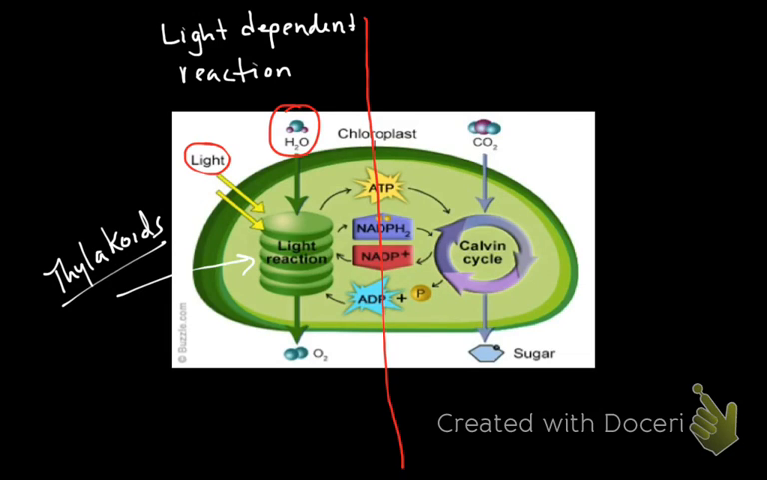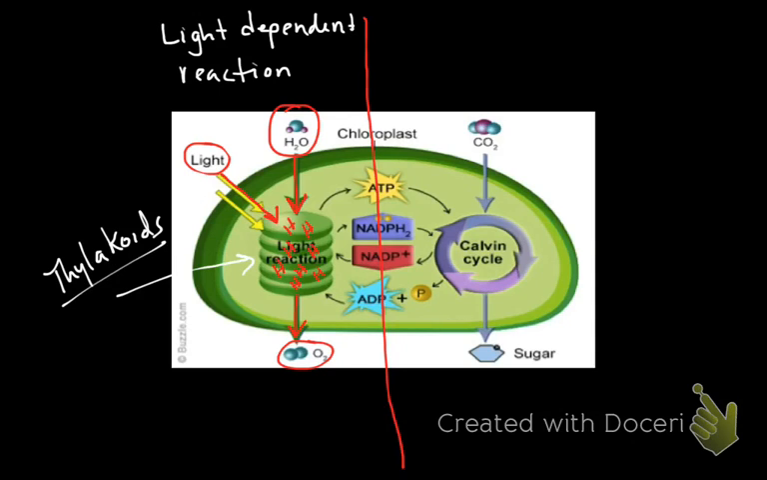If you look at the picture, they look like a bunch of pancakes stuck on top of each other. What happens in the thylakoids is that the sunlight comes in, the water comes in, and the light hits the water and splits the water molecule, sending the oxygen out as waste. Remember, oxygen is a byproduct, or a waste, and it keeps all the hydrogens in the thylakoids. So this thylakoid is full of hydrogens, and that's what happens in the light dependent reaction.